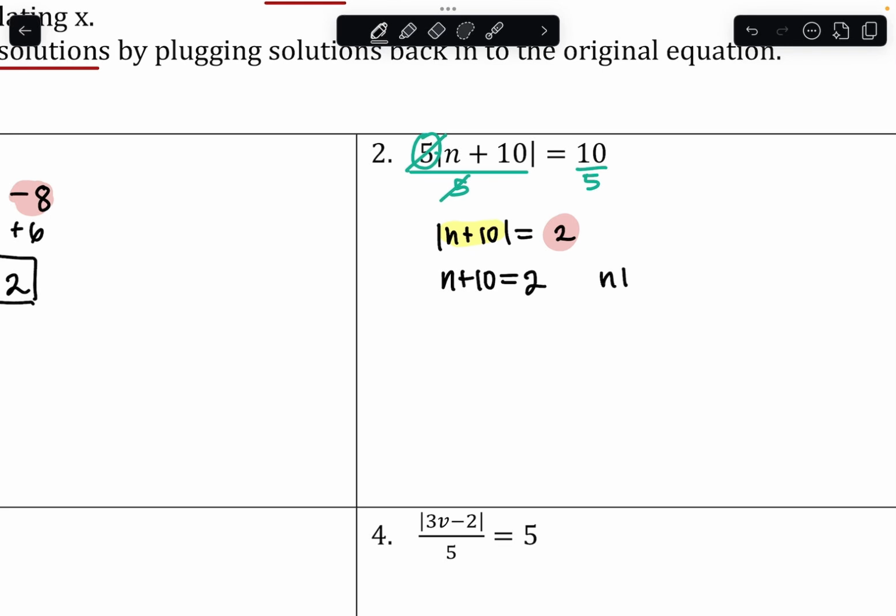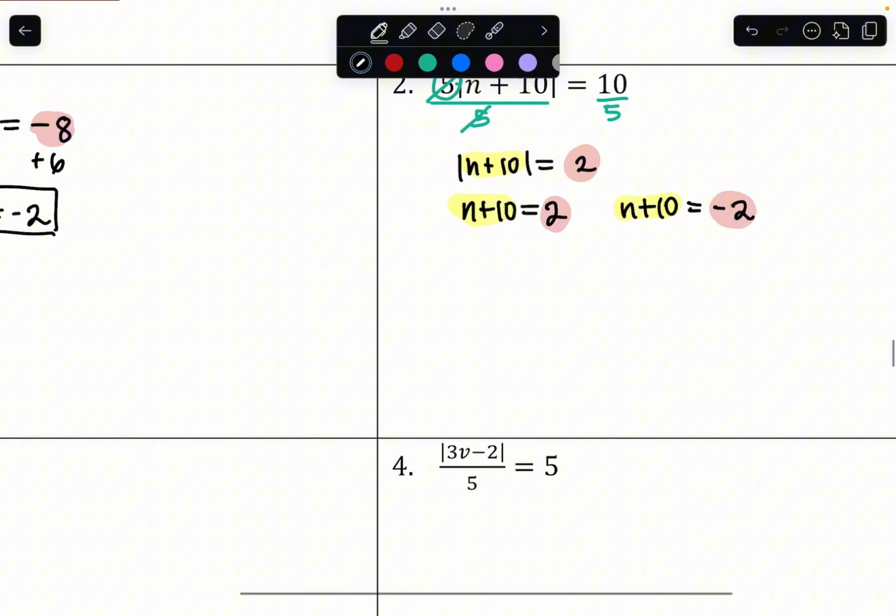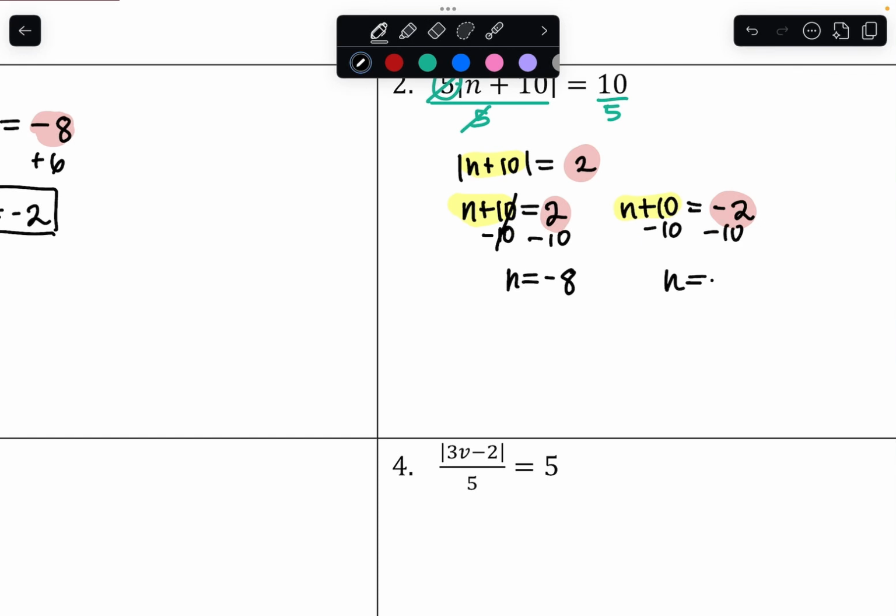and then n plus 10 equals negative 2. You set the argument without the bars, no more bars, n plus 10 equal to the positive and negative version of the other side. And then from there, you just solve your two linear equations. And so in one case, we get n equals negative 8. In the other side, we get n equals negative 12.